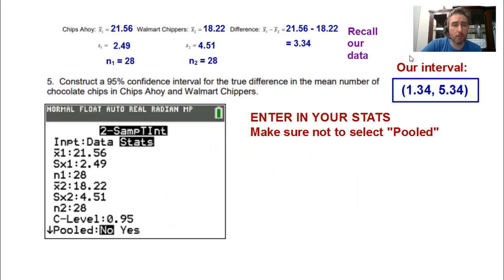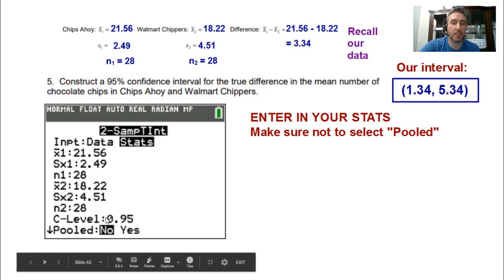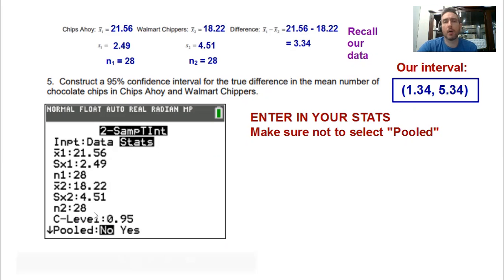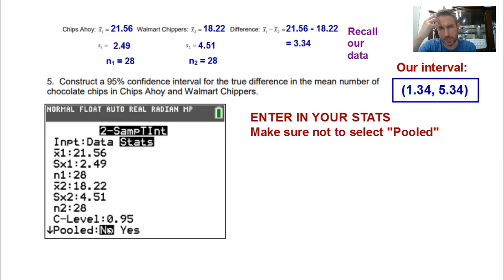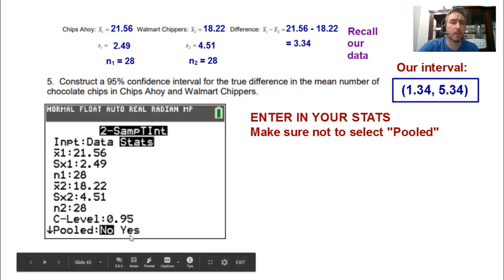Now we don't have all the raw data, so you're going to scroll over to stats, then you can input these numbers: 21.56 for x̄1, 2.49 for Sx1, 28 for n1, and repeat the numbers for the Walmart chippers: 18.22, 4.51, and 28. Keep your C-level at 0.95. We don't do anything with pooled, so keep it at no. Pooled is just assuming you're combining your data. We use that for tests, but not for intervals. So keep it at no, and then go down to calculate.